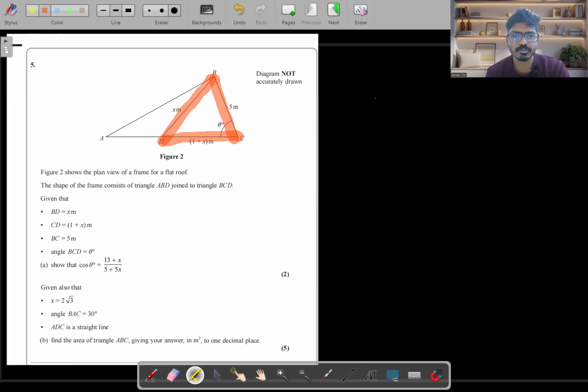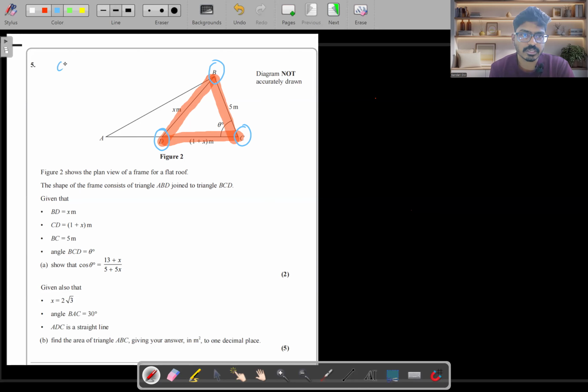So it is going to be a little bit easy. First we have to take this triangle separately. If you take this triangle, you can see B, D and C. So it looks like we have to apply the cosine rule, because we have to prove cos theta, which means we have to apply the cosine rule. It is so simple.